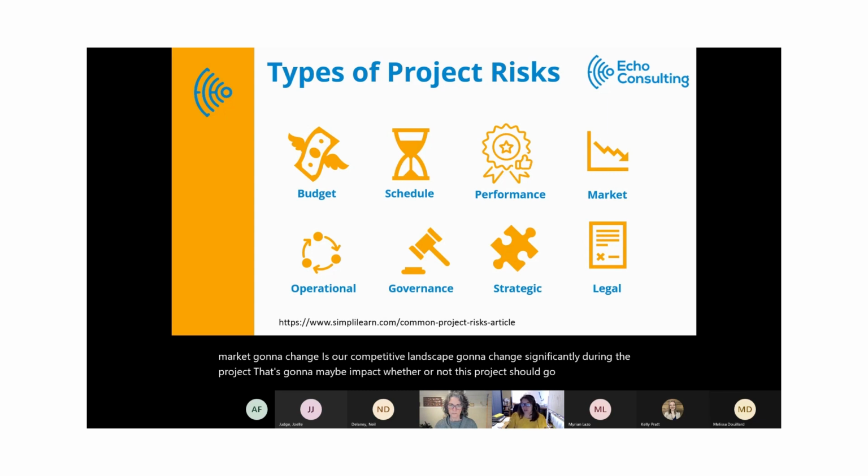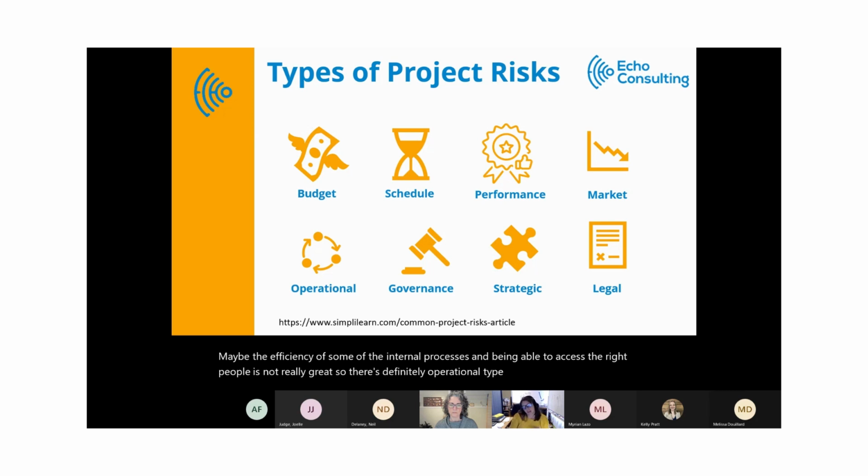There might be operational risks. So no offense, project management, but maybe the project management isn't so hot. Maybe the efficiency of some of the internal processes and being able to access the right people is not really great. So there's definitely operational type risks.